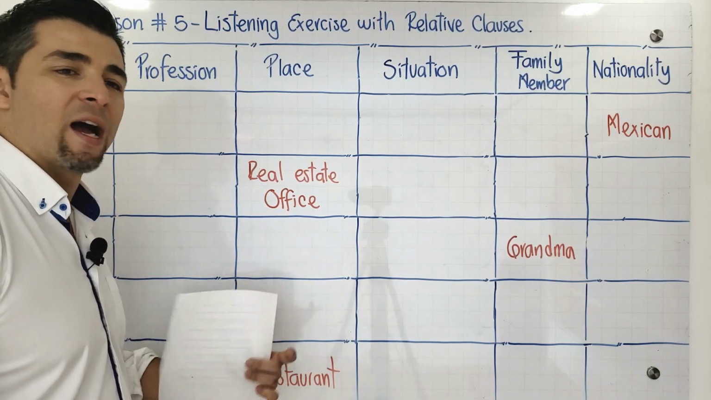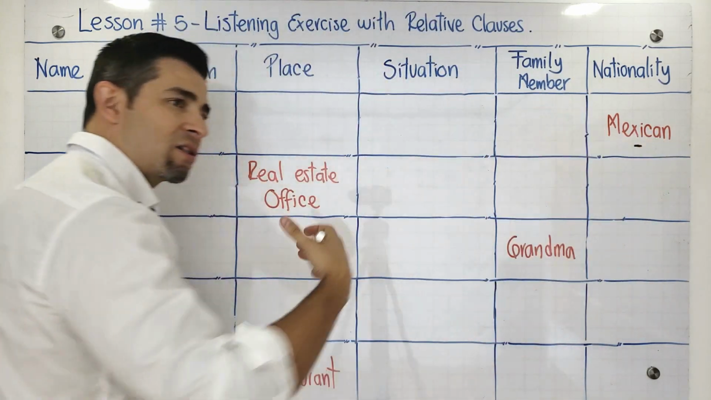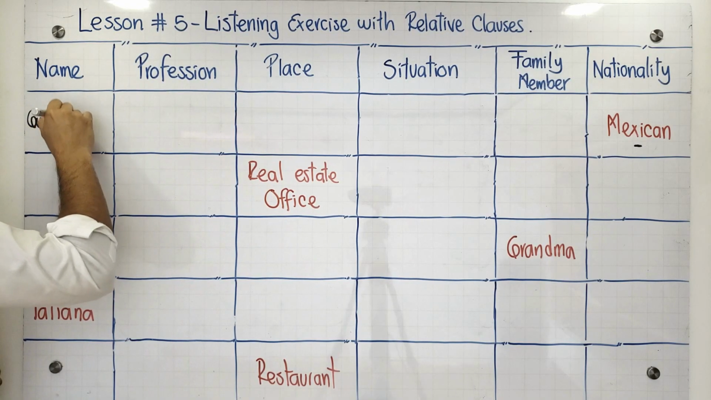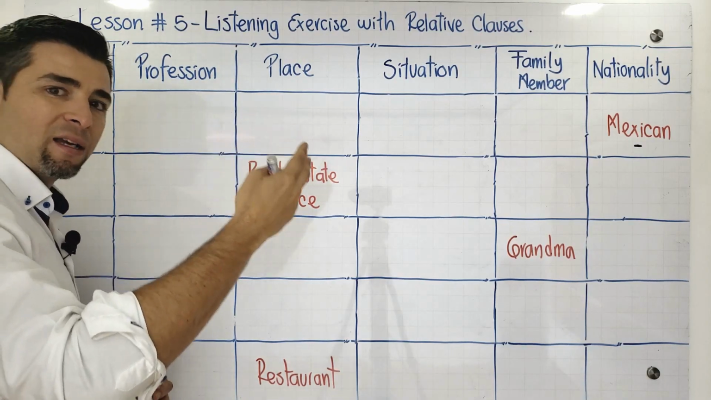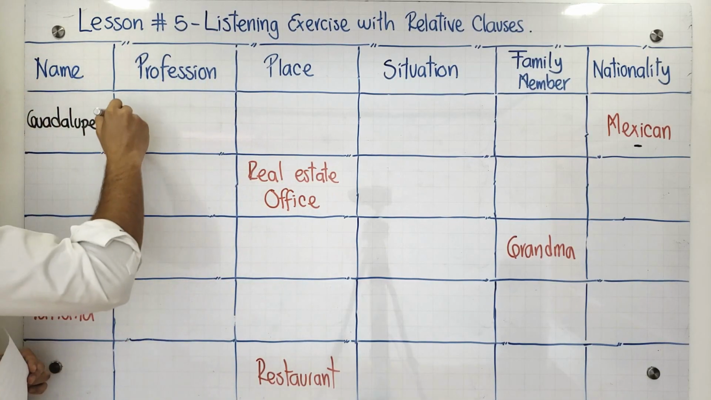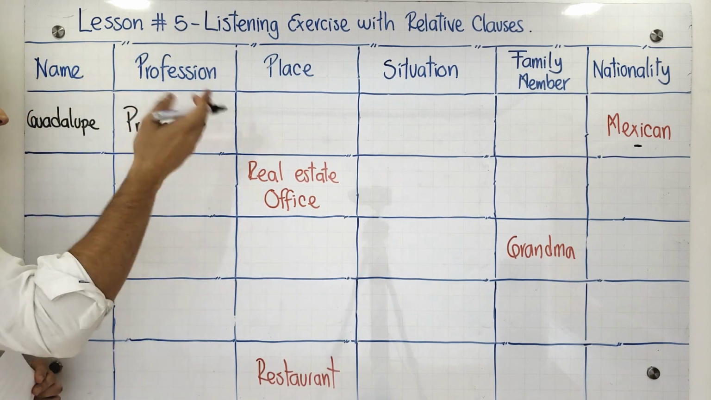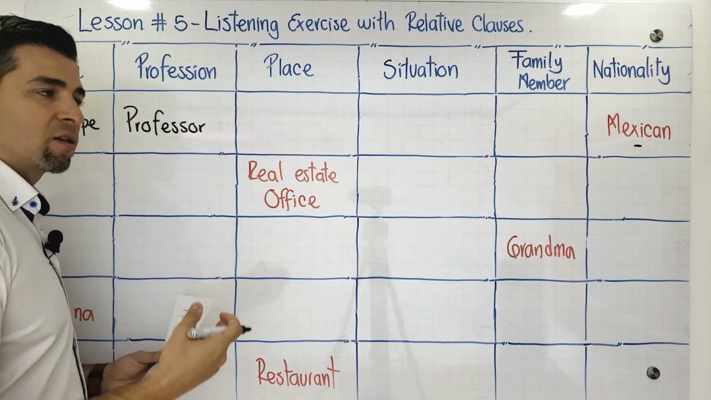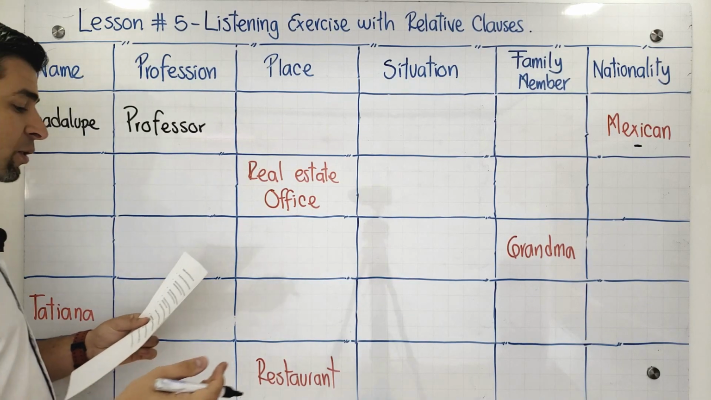What do you think that we have to do, guys? We have to analyze. In here, we're saying a nationality which is Mexican, and we mentioned the name Guadalupe. So in this case, professor would be the profession that we have to write just here on this blank. Remember that there's a difference between professor and teacher, and this is something that we saw in the lesson number 1 of this course. Okay, so guys, this is number 1. Let's continue with number 2.